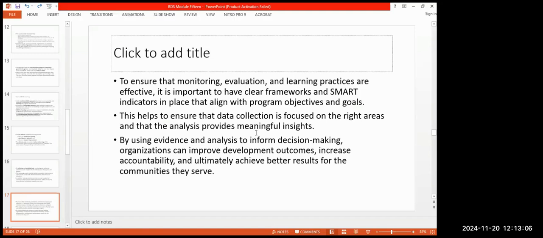The indicators are for whatever outcome or whatever level at which you want to examine the program. Is it at activity level? Is it at output level? Is it at outcome level? Or is it at goal level? Okay.